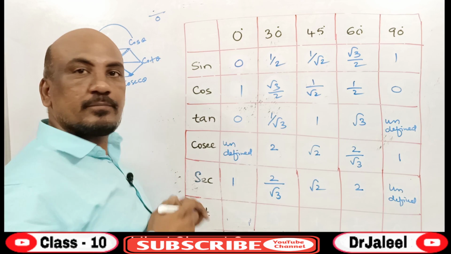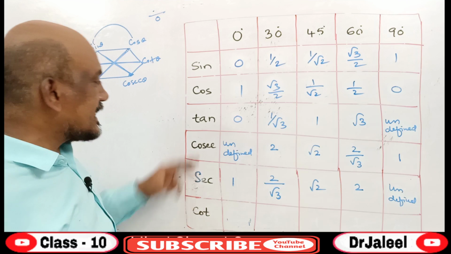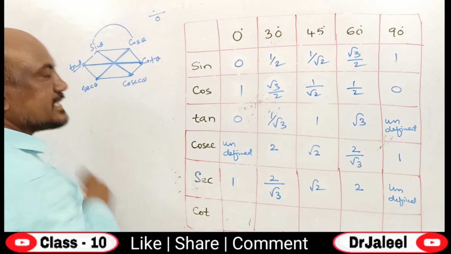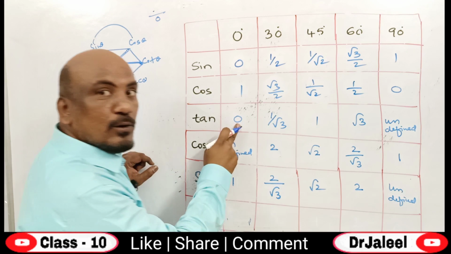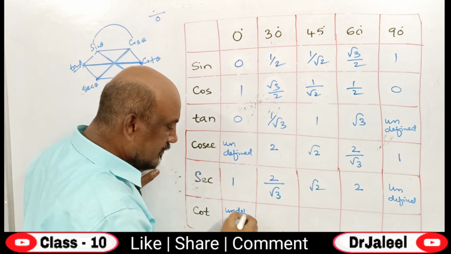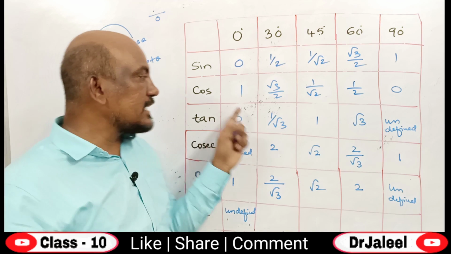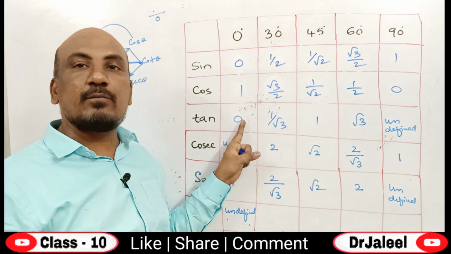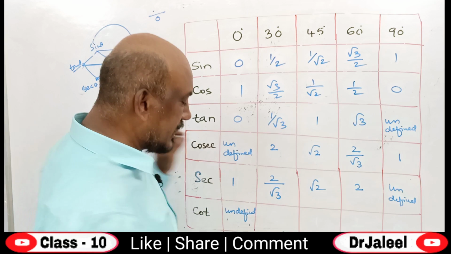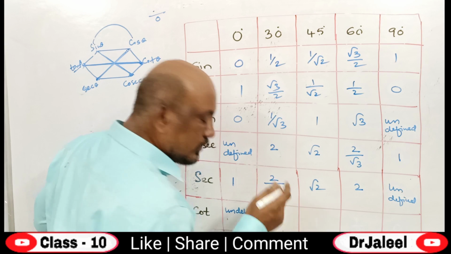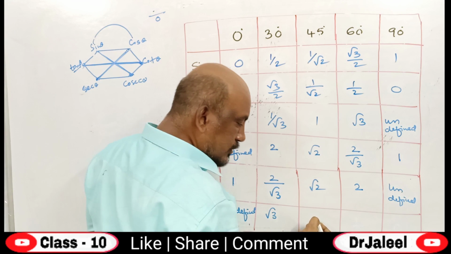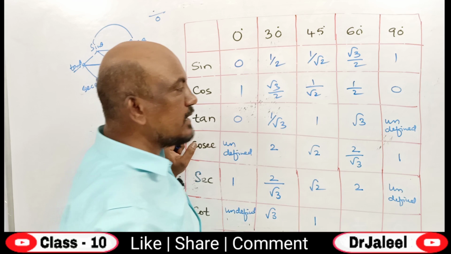Now cot. What is the reciprocal of cot? The reciprocal of cot is tan. So what is tan 0? 0. Then cot 0 is going to be undefined. Why? Because the multiplicative inverse of 0 is undefined. And tan 30 is 1 by root 3. How much is this going to be? Root 3 by 1 is nothing but root 3. Tan 45 is 1. Cot 45 is also going to be 1 because the multiplicative inverse of 1 is 1.